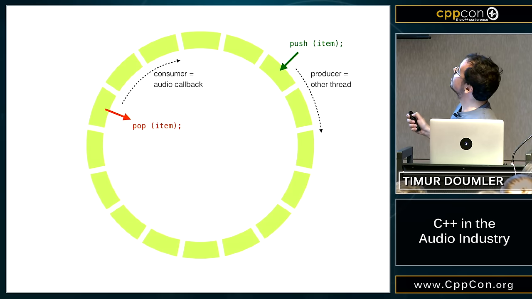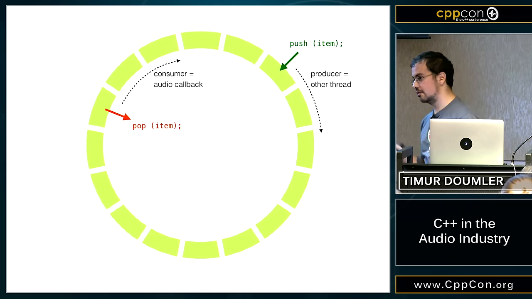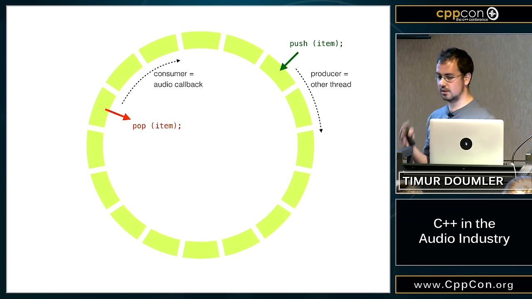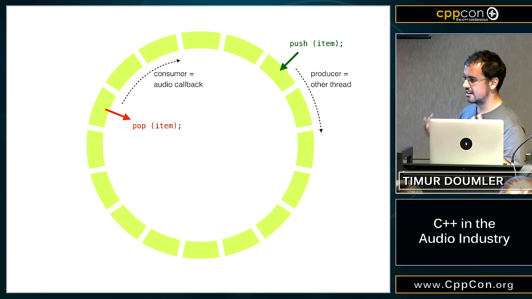So you will have a thread that's pushing items here, and you will have the audio thread that goes around steadily as the audio callbacks tick and pops items. And this covers loads of different use cases. Wherever you're reading audio from a disk, or you're getting live messages from some hardware device, this data structure is really almost like a Swiss Army knife that solves most of these problems.